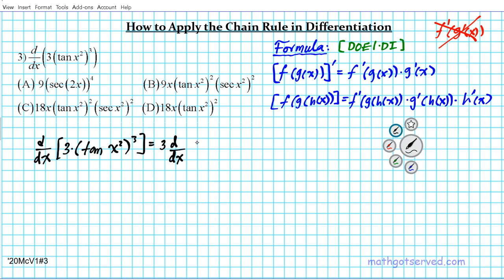of tan x squared raised to the third power. Something to note is another way to write this, you can also write this as 3 tan cubed x squared. These are exactly the same thing. Okay, so two different notations for writing the power of trig functions.